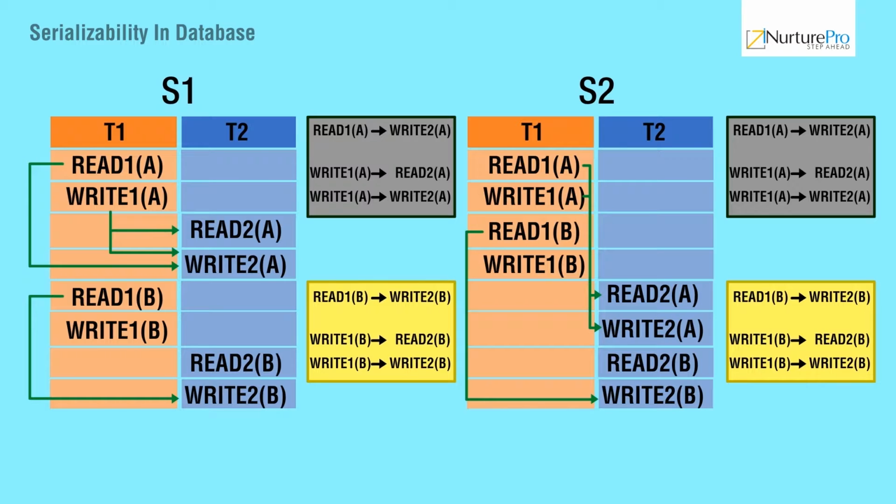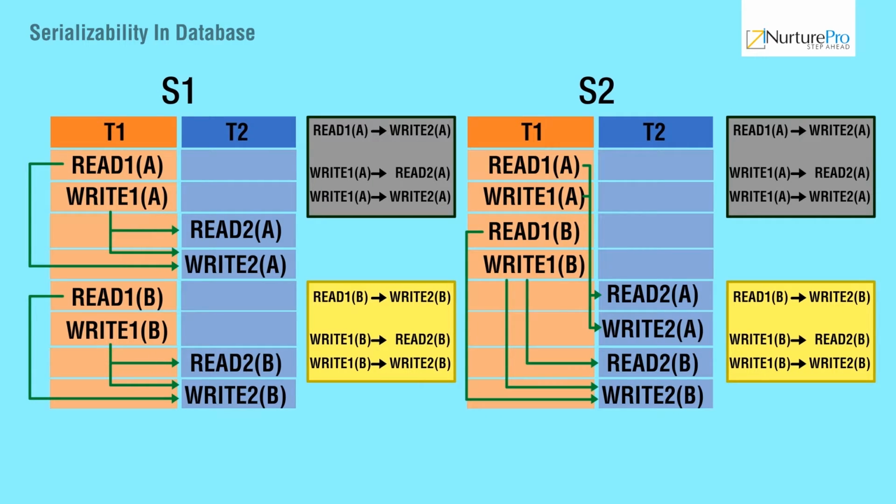The last operation in S1 is write 1 of B in T1 is followed by write 2 of B in T2 and read 2 of B in T2. Even in S2, write 1 of B in T1 is followed by write 2 of B in T2 and read 2 of B in T2. So even this condition is also true in both the schedules.